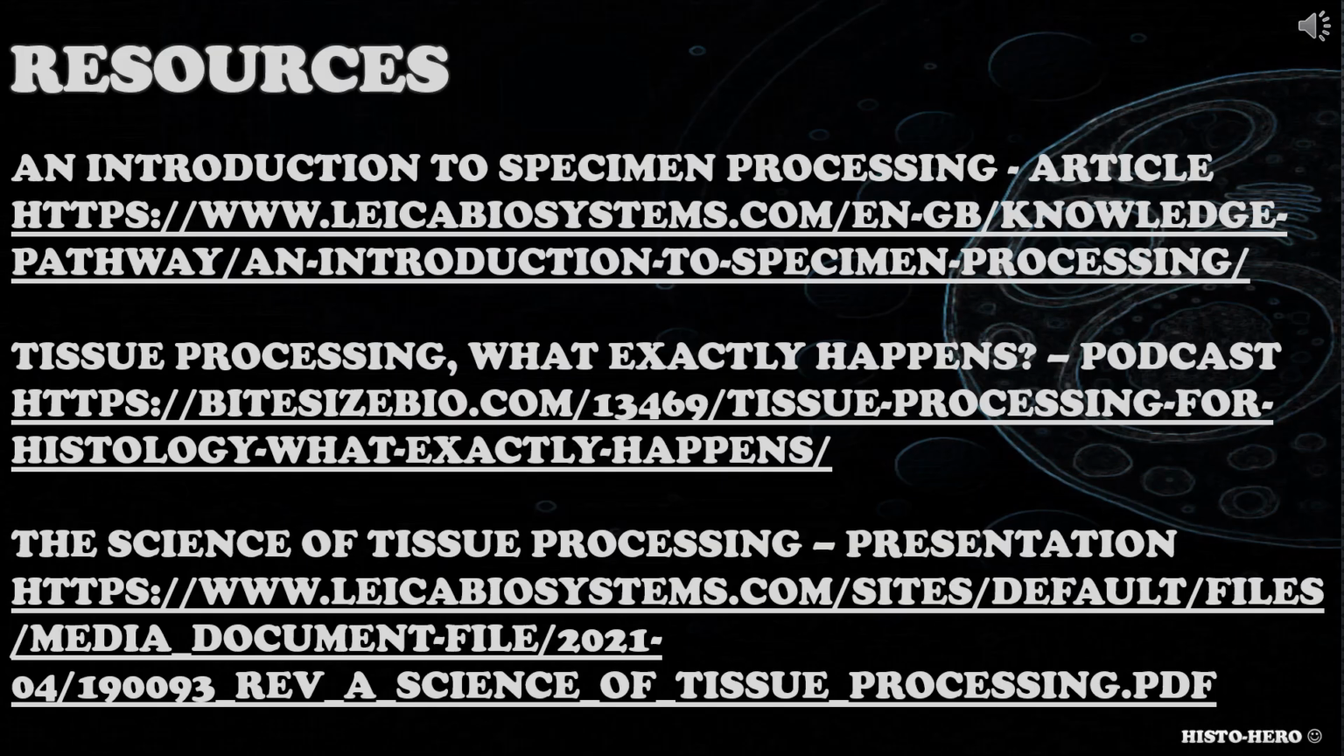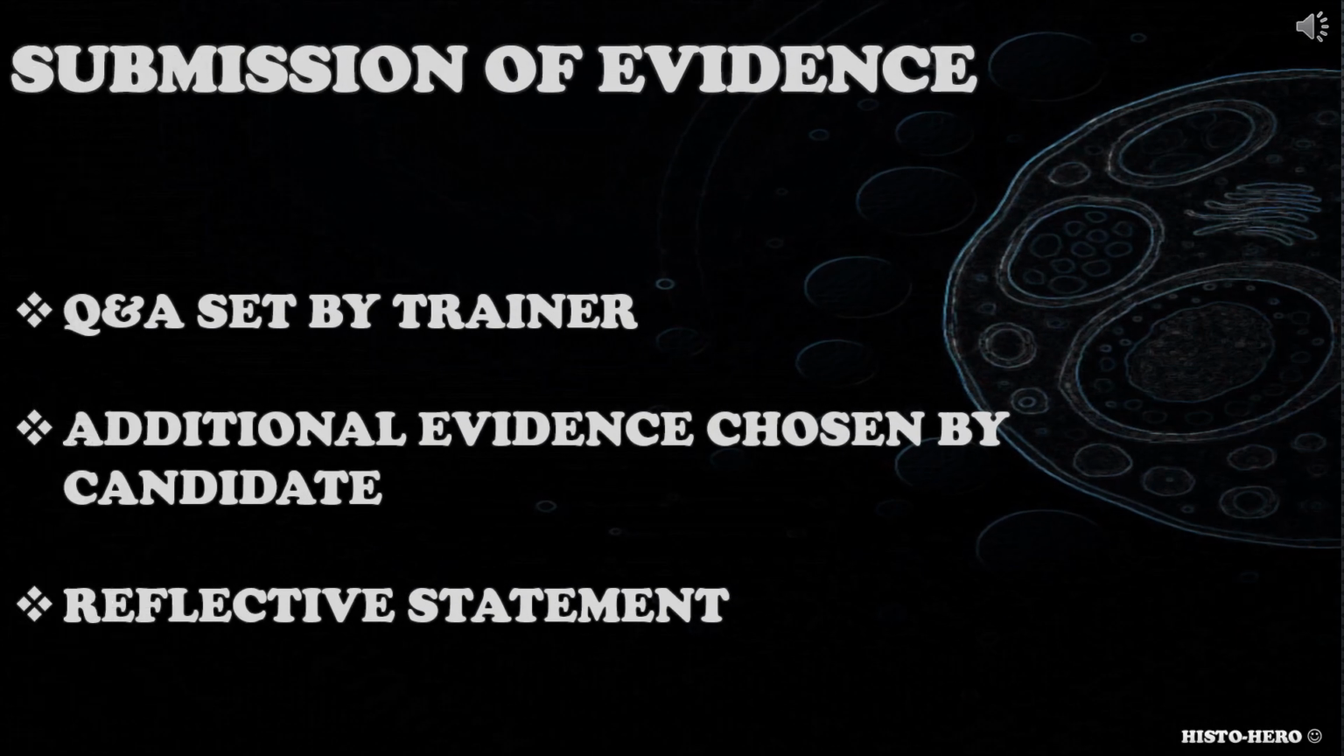Resources section on the Brightspace contains some very useful information. Submission of evidence on Brightspace informs the candidate what evidence needs to be submitted for each subsection. Candidate needs to submit answers to questions that were set by the training officer. I will share some examples of possible questions later on. Candidate also needs to select an additional piece of evidence relevant to this subsection. I will also share with you some ideas of possible evidence later on in this video. Each submodule requires the candidate to submit their reflective statement relevant to their practice and training in each submodule.